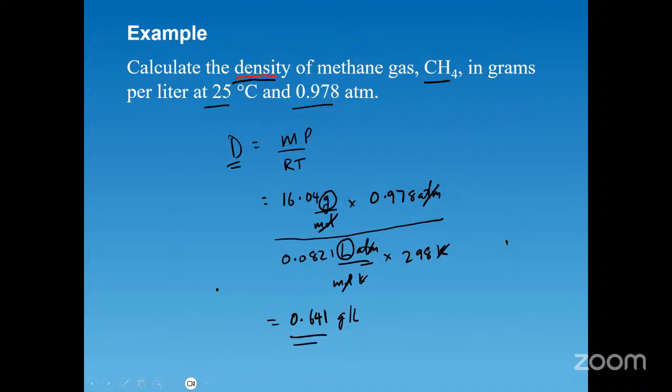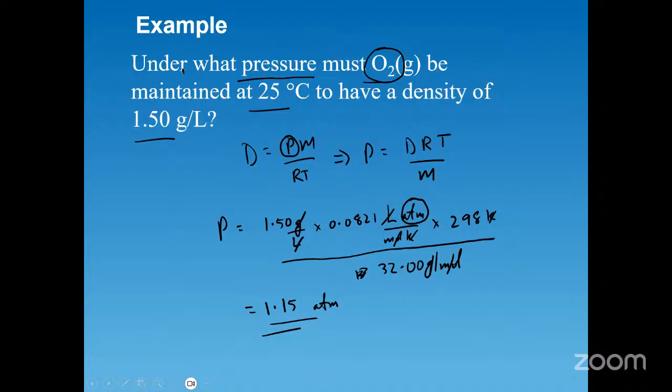Okay, here's another example. Now, this question is asking for the pressure of oxygen. It gives you the density, it gives you the temperature, right? So you're going to use this equation here, but you have to rearrange it to get the pressure. So rearranging this will give this. The pressure is equal to dRT over M. The density times the molar gas constant, times the temperature in Kelvin, divided by the molar mass of the gas, right? So we plug the numbers in.